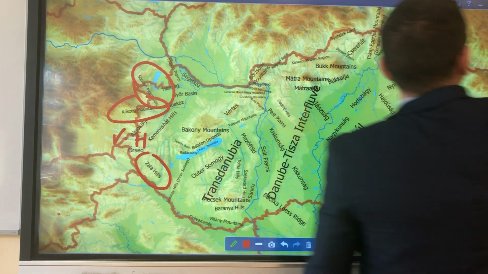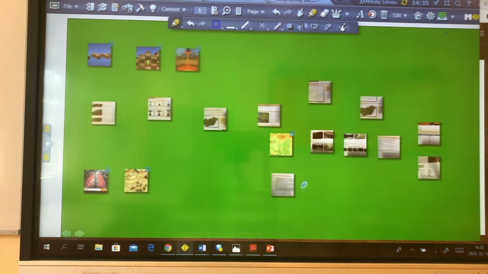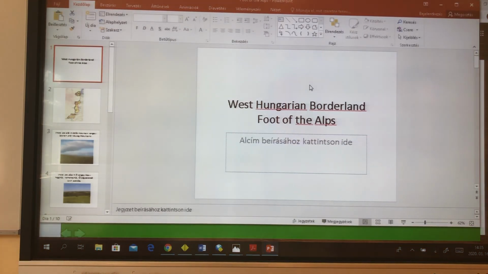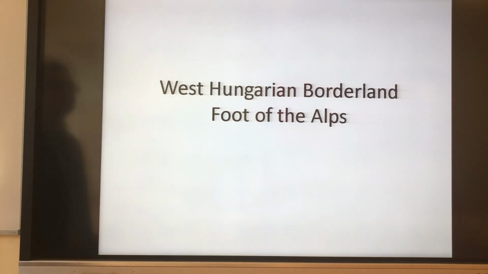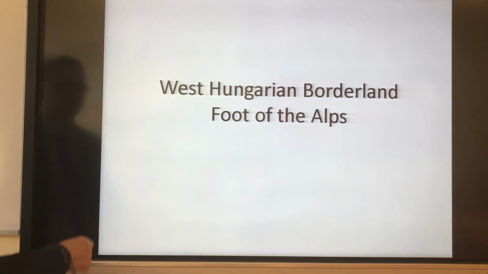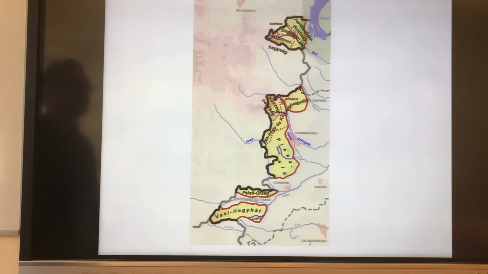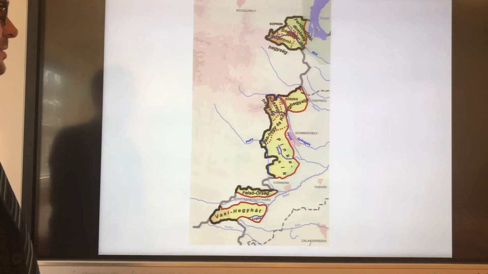So, I'm not going to use this map now. I'm going to have a different kind of material. And you can see it right here, I hope. Yes, the West or Western Hungarian borderland. As I told you, this is the title of our unit. And here you can once again see some of the basic parts.